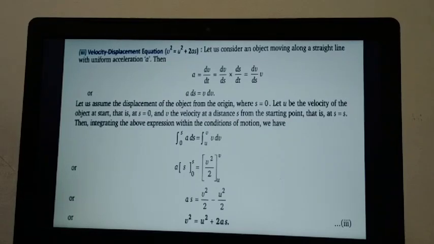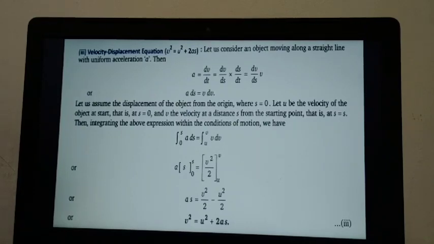What is ds by dt? Rate of change of displacement, that is velocity. So dv by ds into v. Okay, so a is equal to dv by ds into v, and taking ds to the left hand side, a ds is equal to v into dv.